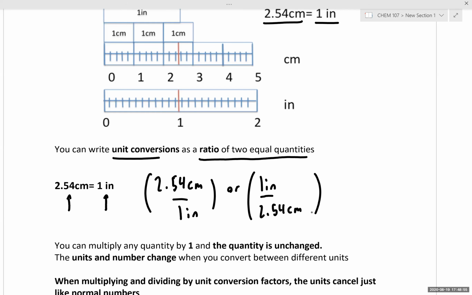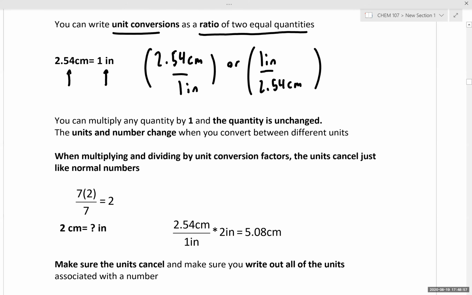Now, why is this useful? Well, we can multiply any quantity by 1 and that quantity is unchanged, right? If I said 2 times 1, that's obviously going to be 2, right? In unit conversions, you are multiplying your quantity by 1. However, the trick in unit conversions is that your units and number will change when you perform a unit conversion. The value, what that unit and number represents in our physical world does not change.